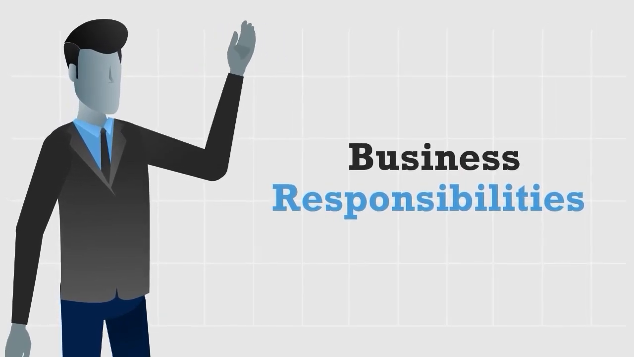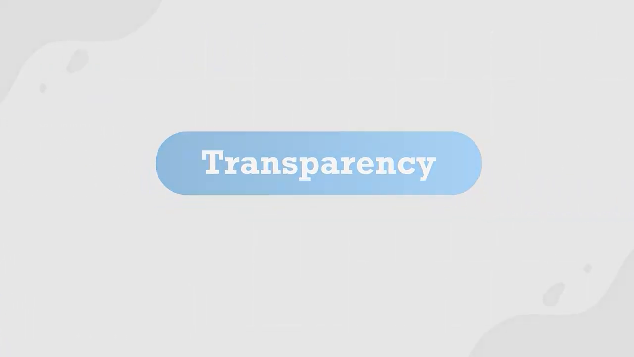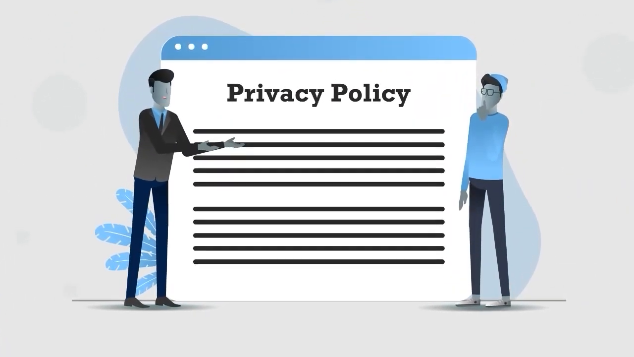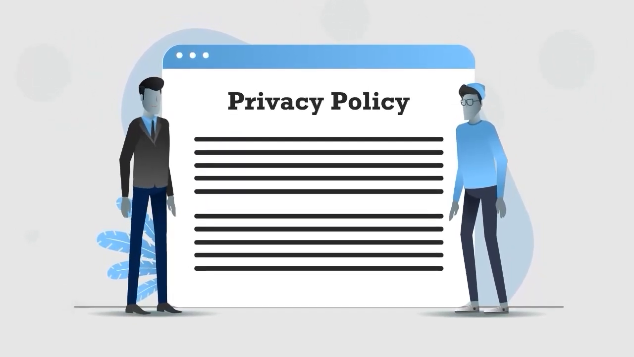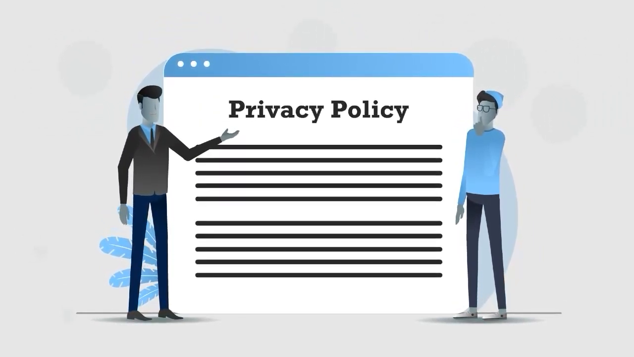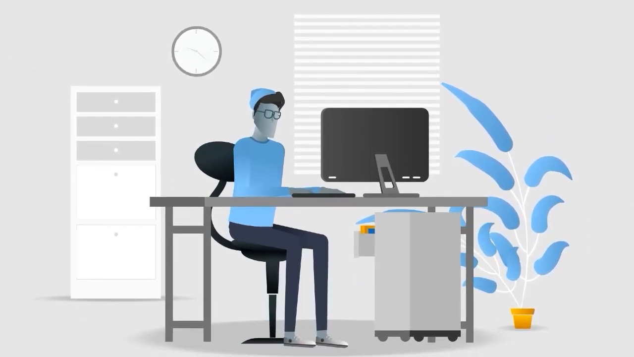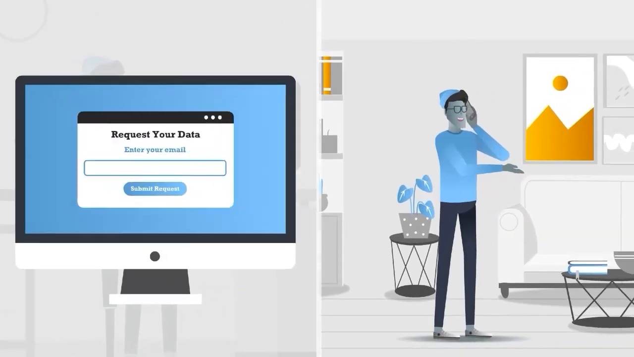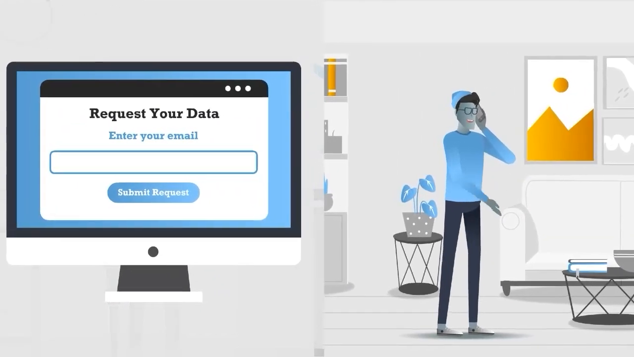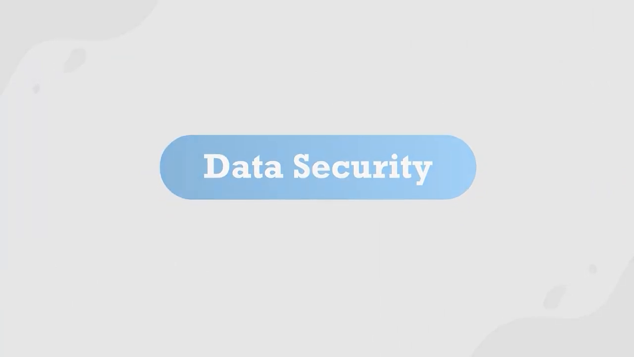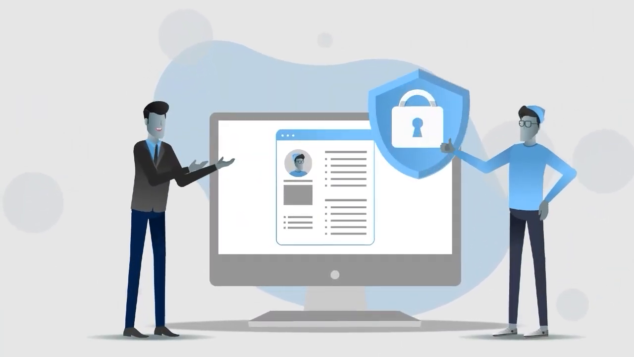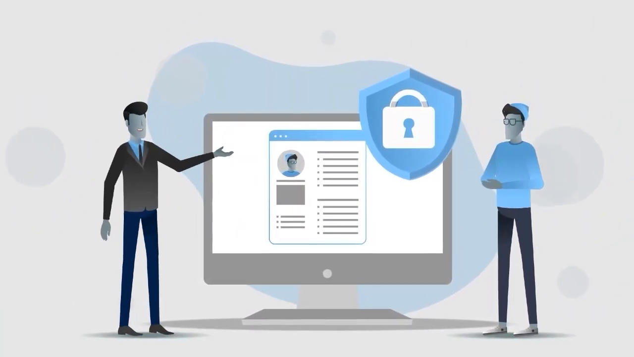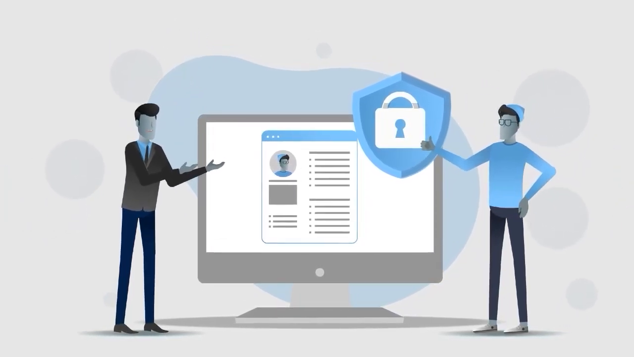Now, let's talk about the responsibilities businesses have. Transparency. Businesses must provide clear and accessible information about their data collection practices in their privacy policies. Consumer requests. They need to establish ways for consumers to submit requests regarding their personal information, like a toll-free number or a web form. Data security. Implement reasonable security measures to protect personal information from unauthorized access or exposure.